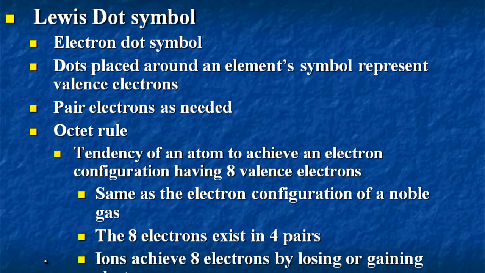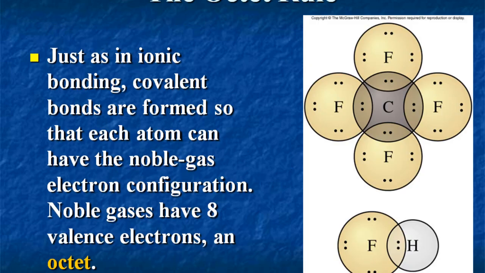And ions, once again, achieve those 8 electrons by either losing or gaining electrons, the metals. And we are not going to talk about the metals when we do Lewis structures, because Lewis structures are for covalent compounds where they share the electrons. So just as in ionic bonds, covalent bonds are also formed so that each atom can have 8 electrons around them, because noble gases have 8 electrons, an octet.